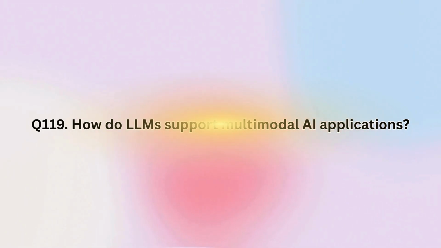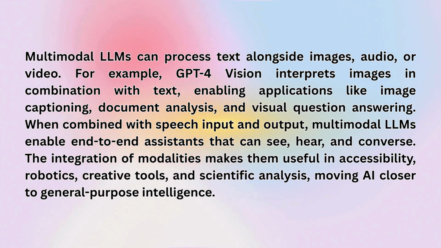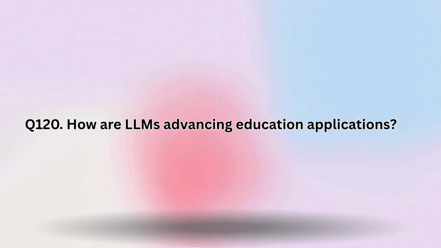How do LLMs support multimodal AI applications? Multimodal LLMs can process text alongside images, audio, or video. For example, GPT-4 Vision interprets images in combination with text, enabling applications like image captioning, document analysis, and visual question answering. When combined with speech input and output, multimodal LLMs enable end-to-end assistance that can see, hear, and converse. The integration of modalities makes them useful in accessibility, robotics, creative tools, and scientific analysis, moving AI closer to general-purpose intelligence.